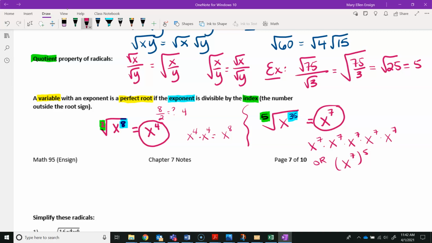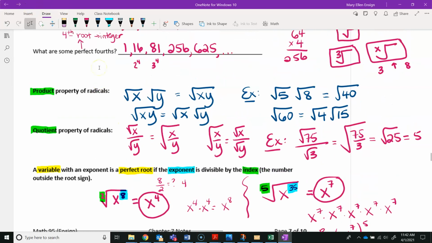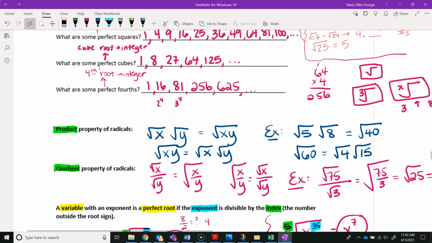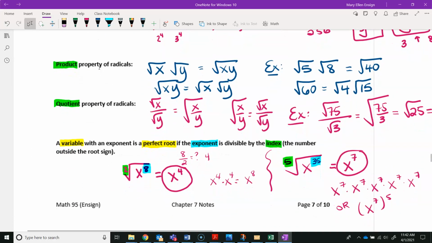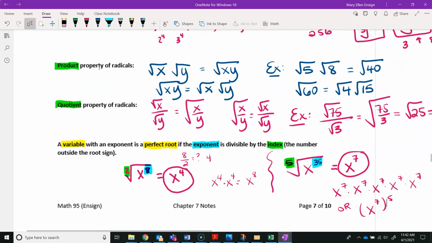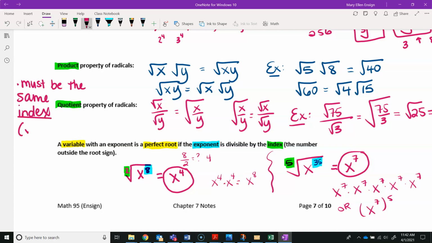Okay, so we're going to put all this together now. It seems like a lot of nonsense. We're going to put it all together. We have talked about radicals. We've talked about perfect squares, perfect cubes, pulling them apart, putting them back together, and variables. Okay, before we go on, let me just remind you here that it must be, for both of these, the same index. Or in other words, they have to both be square roots, both be cube roots, whatever.